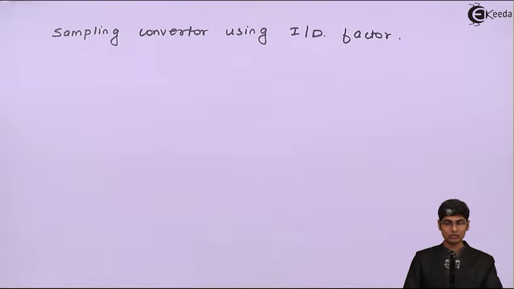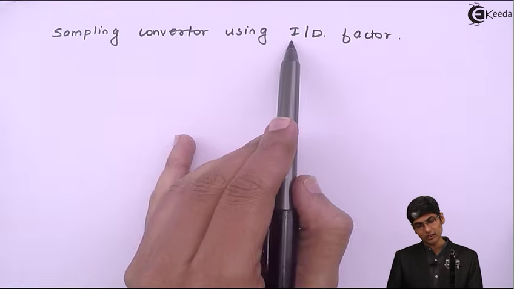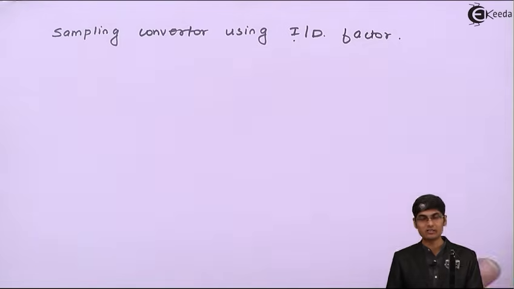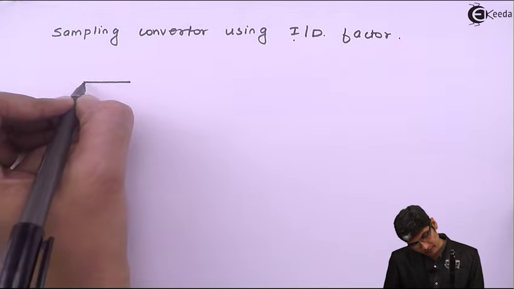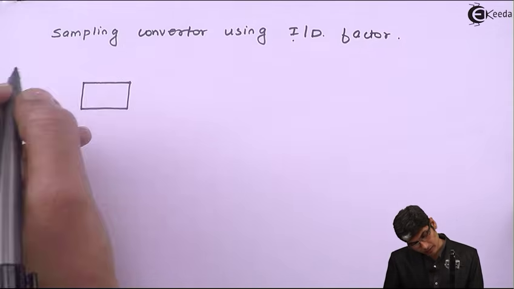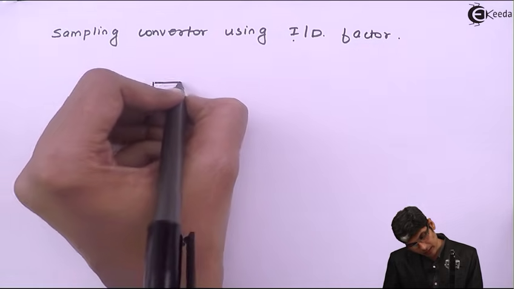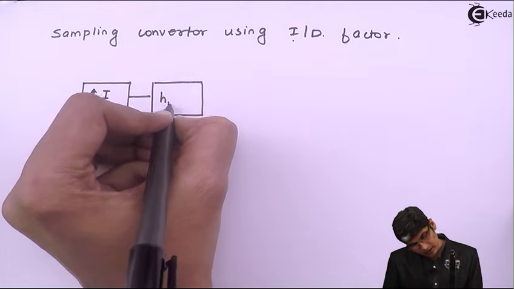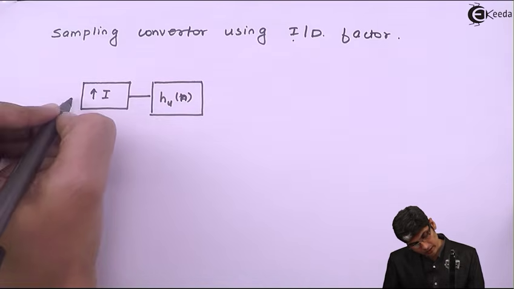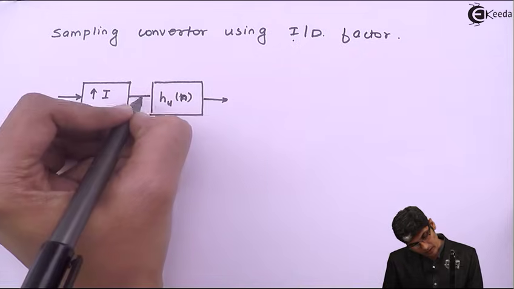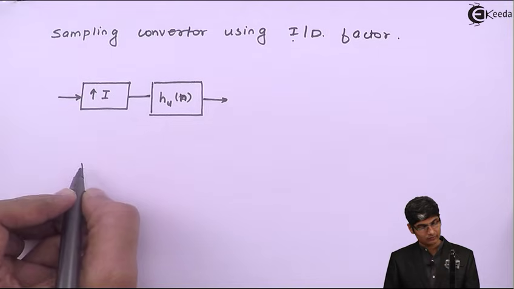Now how to do this I over D sampling? It is very simple. In this sampling rate conversion, I will have an interpolator and a decimator. We just need to understand how to connect the system. So I have an interpolator, which means after upsampling I will put a transfer function, let's say a low pass filter. This is my interpolator.